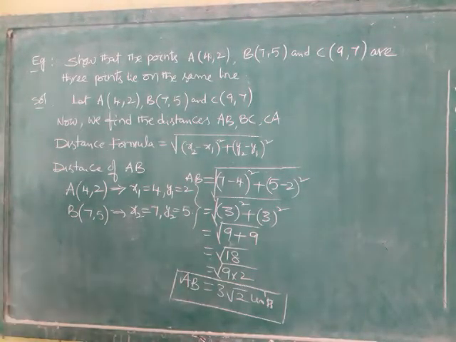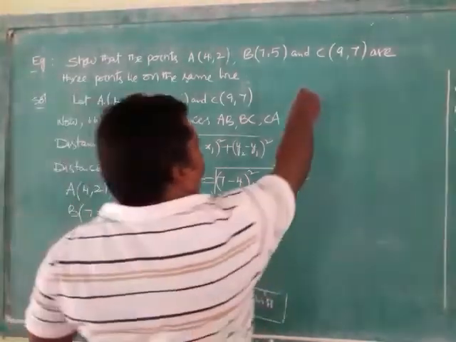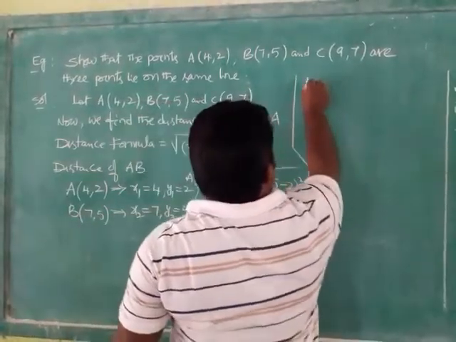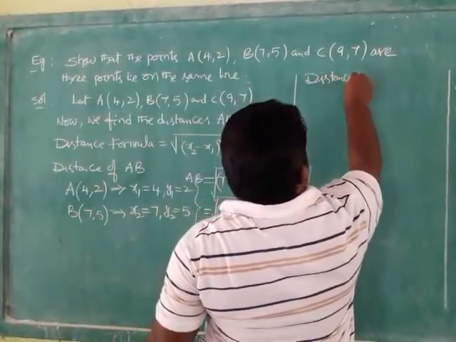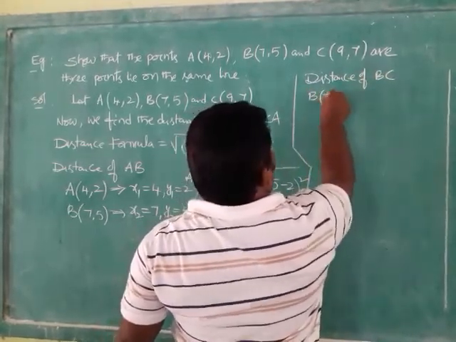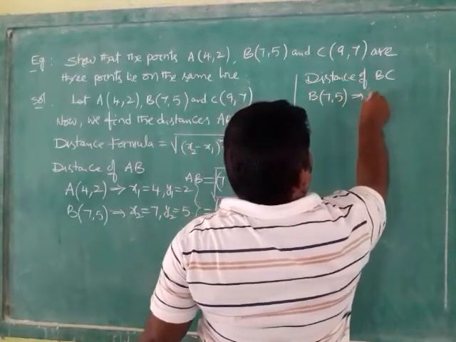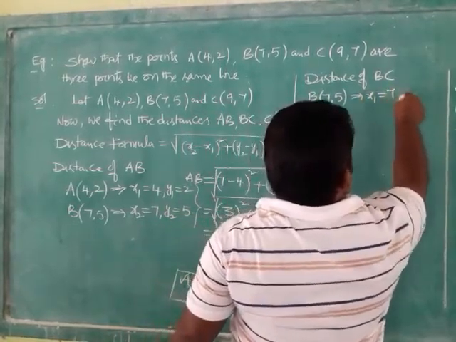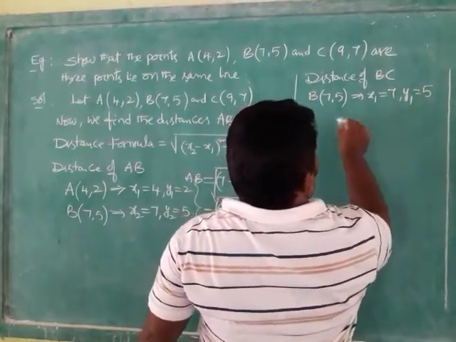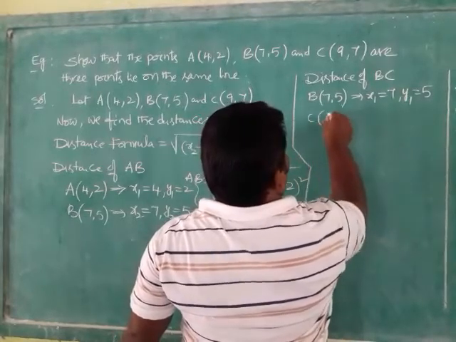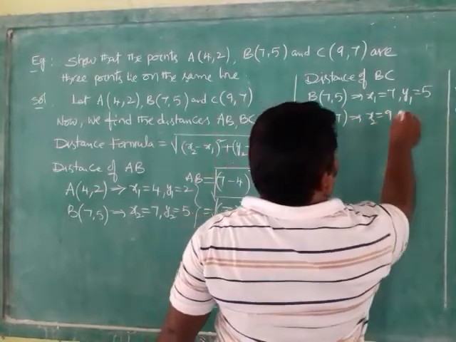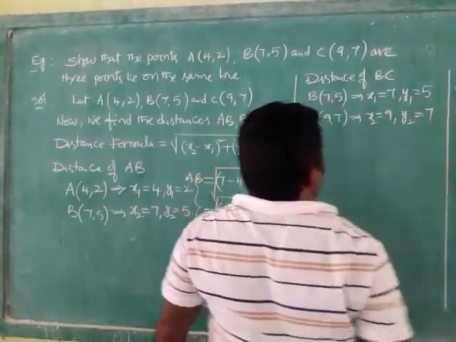Next, we are going to find the BC distance. The B point is (7, 5), that implies x1 is equal to 7, y1 is equal to 5. The C point is (9, 7), that implies x2 is equal to 9 and y2 is equal to 7.